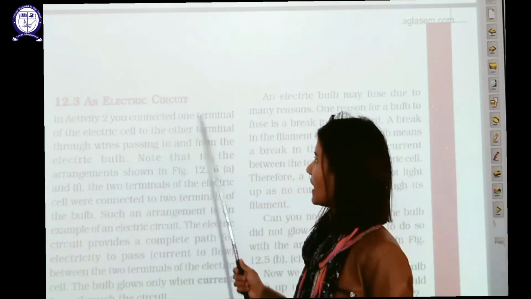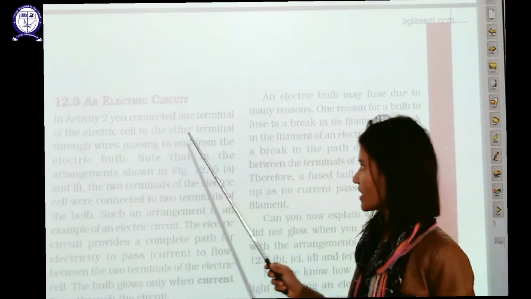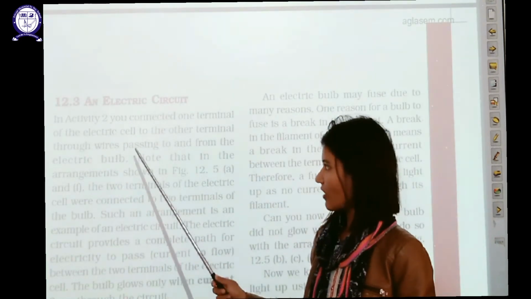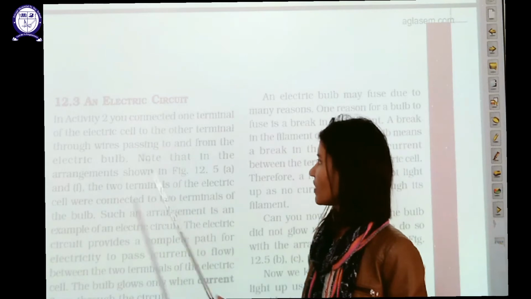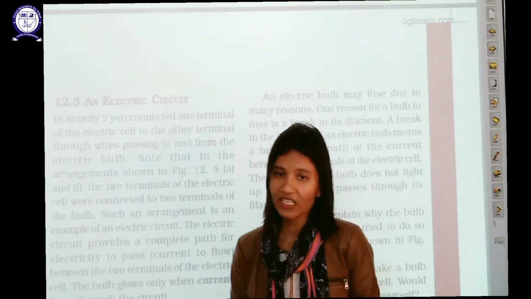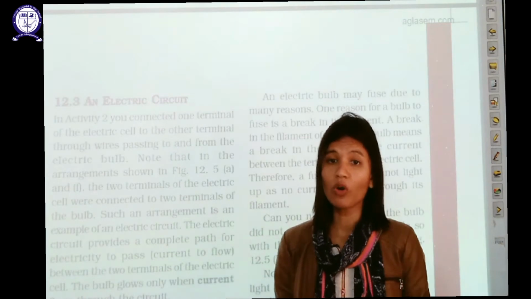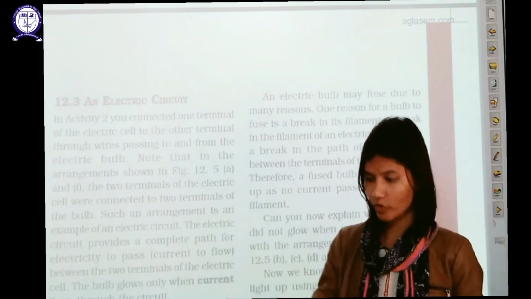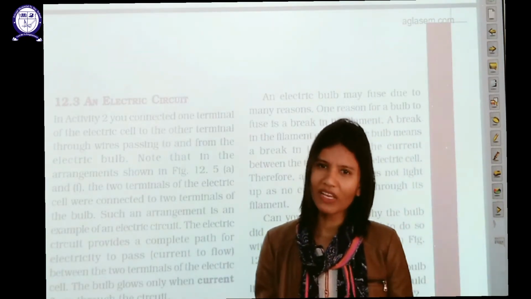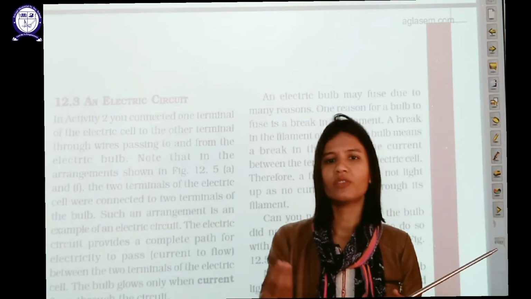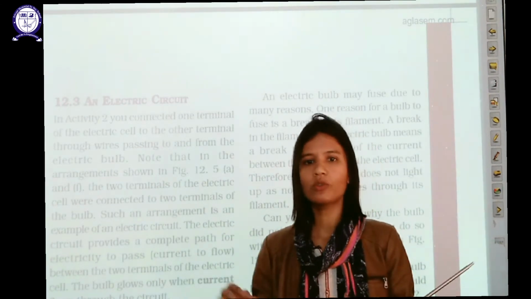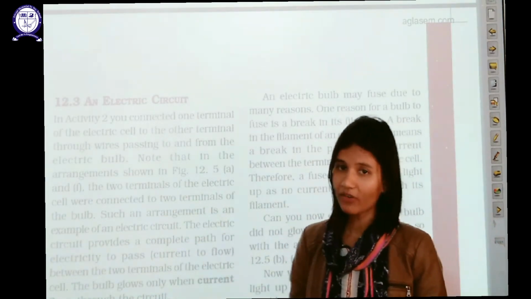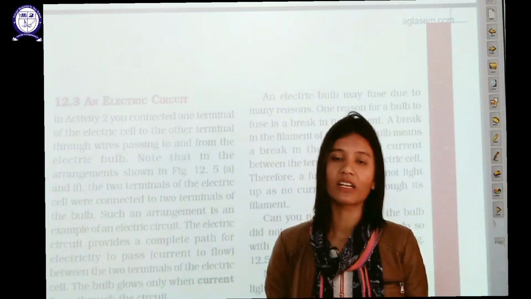Now, an electric circuit. In activity 2, you will notice that one terminal of the electric cell is attached to the other terminal through the wire passing to and from the electric bulb. So what is an electric circuit? The entire arrangement of all the components of electricity is an electric circuit. When we try to draw that electric circuit in our copy, we cannot draw the entire thing, so we need some symbols to represent the real components of electricity, and when we draw the diagram, we call it an electric circuit diagram.